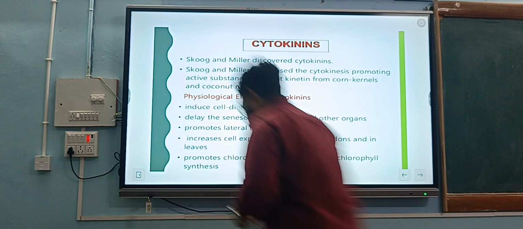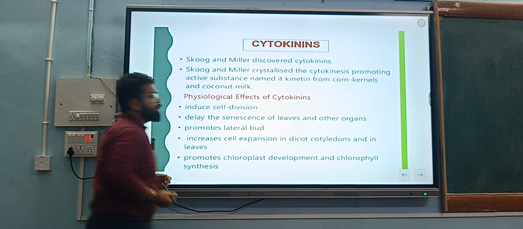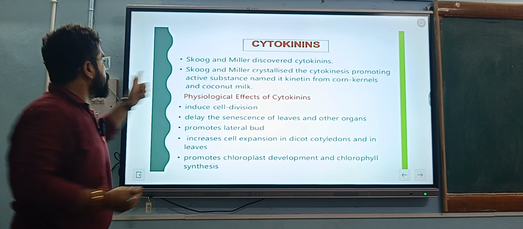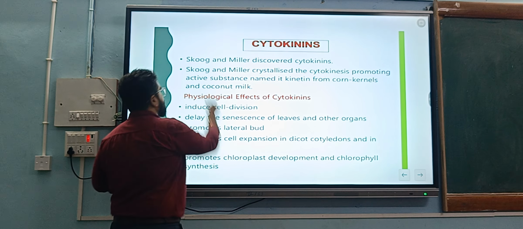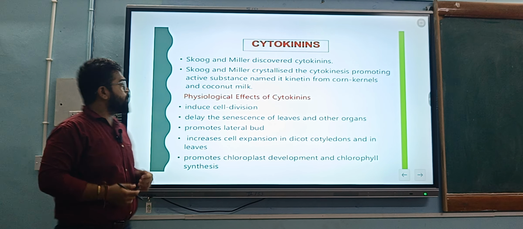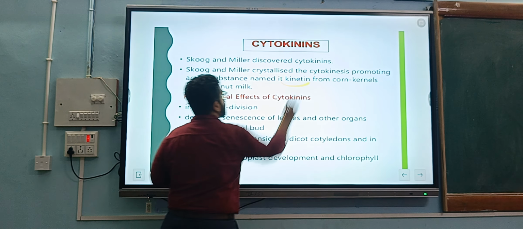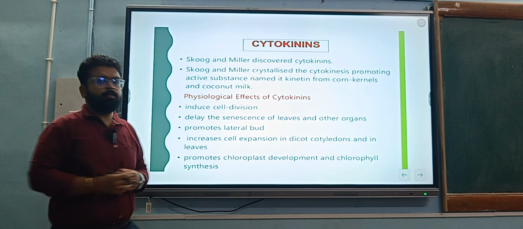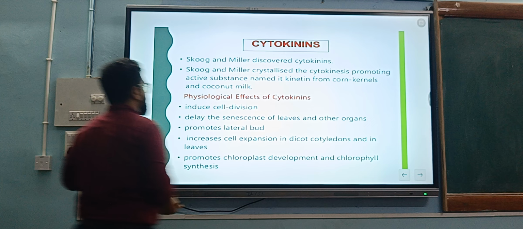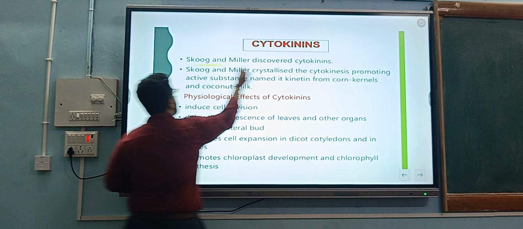So cytokinin was discovered by Skoog and Miller. They crystallized the cytokinin, promoting the active substance named kinetin, from corn kernels and coconut milk. From the cytokinin they produced the active substance called kinetin. Remember the term kinetin. It was Skoog and Miller who developed the cytokinin.